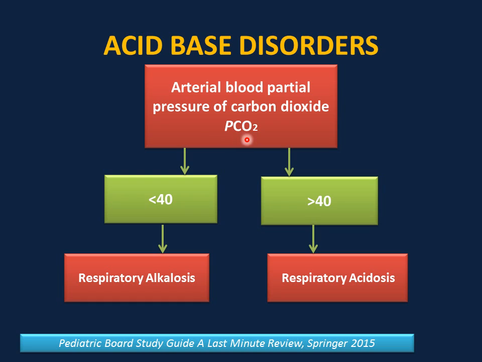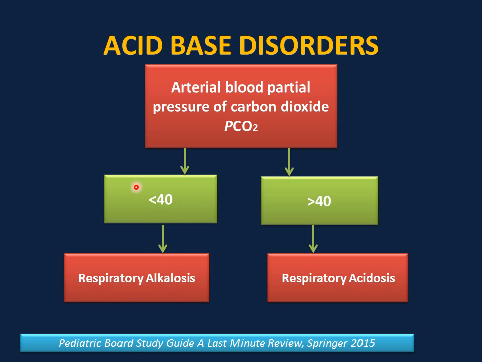The second step in checking the ABG is to look at the PCO2. What is the PCO2? It is the arterial blood partial pressure of carbon dioxide. If the PCO2 is less than 40, this is respiratory alkalosis. If the PCO2 is more than 40, this is respiratory acidosis. If the PCO2 is more than 40, it means that the patient is hypoventilating and retaining more CO2. If the PCO2 is less than 40, it means that the patient is hyperventilating and washing more CO2 from the lung, and this can cause respiratory alkalosis.